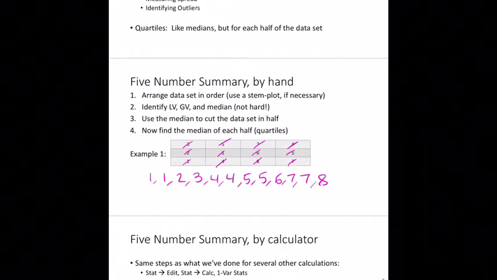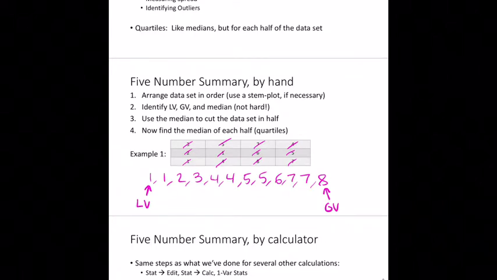Okay, so the first thing I'm going to do is label the LV and the GV, because those are really easy. The least value right here, that's the LV, lowest value. Okay, and then this 8, that's the greatest value. So LV and GV, that's 2 of the numbers of the 5-number summary. Okay, next I'm going to find the middle.